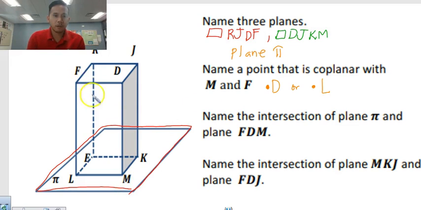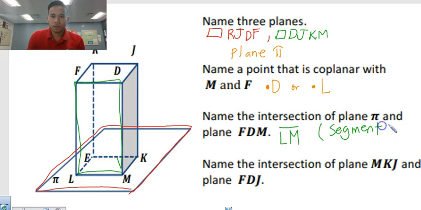So we have F. I'll mark this one as green. FDM talks about this plane here, the surface plane. The intersection is a segment, which is segment LM. So the intersection here is segment LM. We write this one as segment LM.